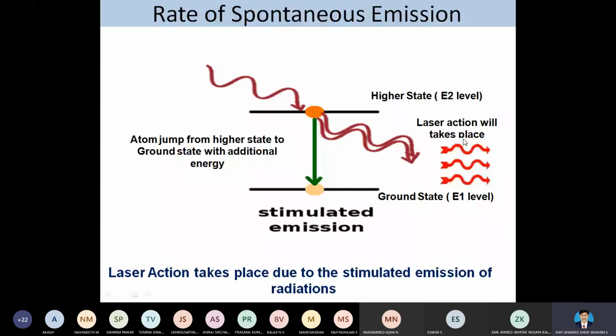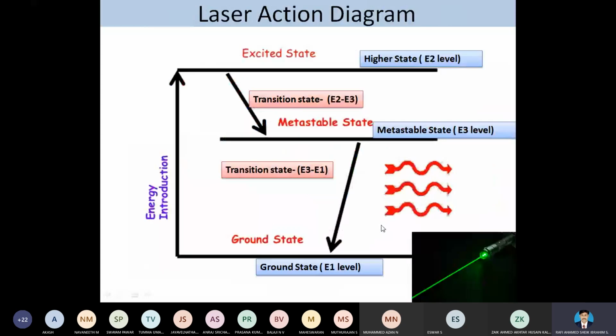So the laser action takes place due to the stimulated emission of radiation. You should not forget this word, stimulated emission. The stimulated emission is the principle of laser action. So this is the second process. Now I have taken the laser action diagram. What I have mentioned so far, I have cumulated into a single diagram.